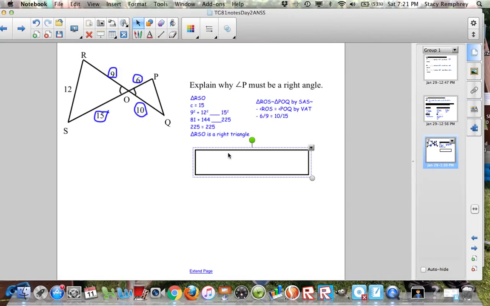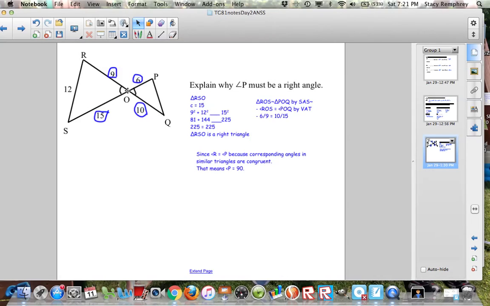Now that I know they're similar, I know the corresponding parts are congruent. So notice how I wrote my similarity statement. That means angle R corresponds with angle P. And since I've already shown angle R is 90, that means angle P is 90.